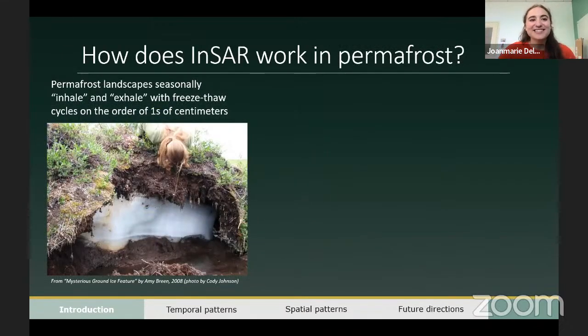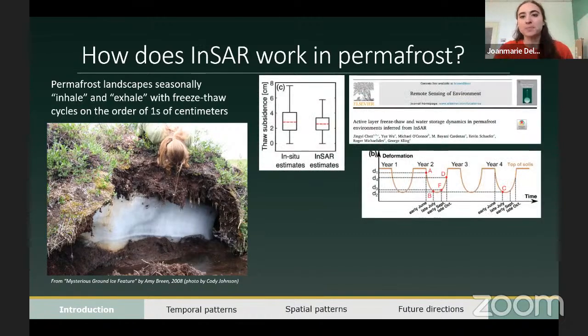So permafrost is kind of neat, and people have always appreciated that as the seasons come and go up in the Arctic, permafrost landscapes seasonally inhale and exhale with freeze and thaw, on the order of 1s or even 10s of centimeters, because guess what? There's tons of frozen water under the ground, and when that frozen water thaws, you get subsidence, and then during the fall, it comes back up. And this is a paper by some folks who have used InSAR just to say, hey, guess what? As the surface comes and goes seasonally, we can actually estimate how much water permafrost is storing.